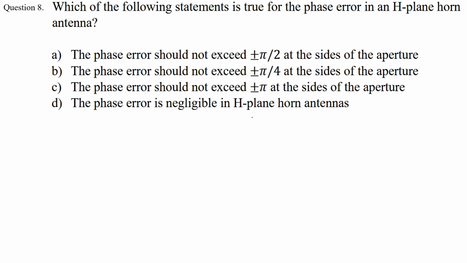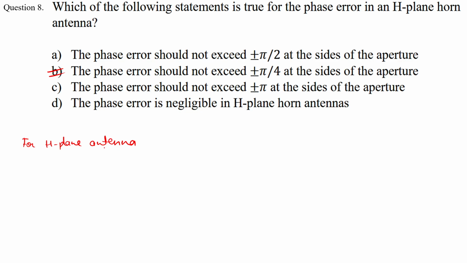So for an H-plane horn antenna, the phase error should not exceed plus minus pi by 4 on the side of the aperture to ensure proper phase distribution and maintain high directivity. So the appropriate choice is option B.